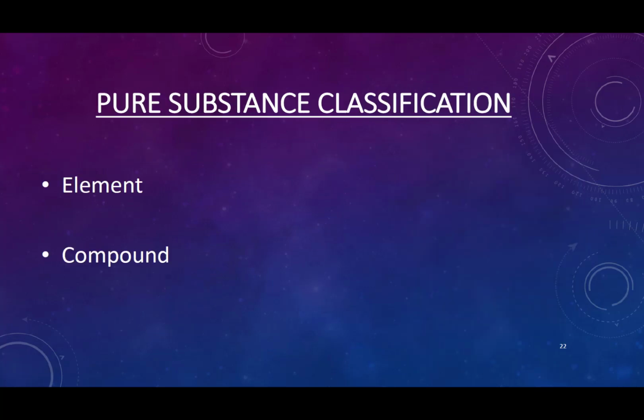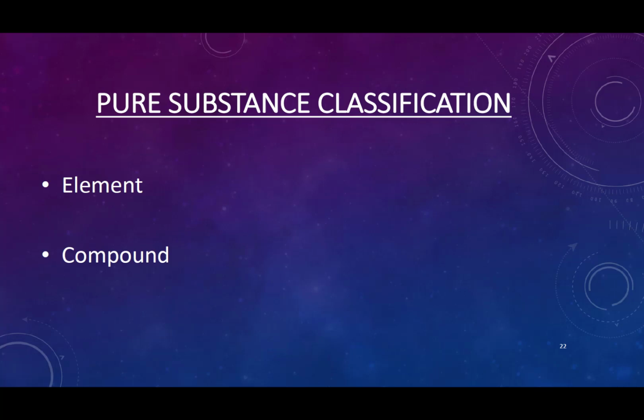So now let's talk about classification of pure substances. Matter separates into pure substances and mixtures. Pure substances are just one thing. It could be atoms or molecules, but they are only one thing. Whereas mixtures are two or more components. Pure substances do not undergo physical change, whereas mixtures do undergo physical change.